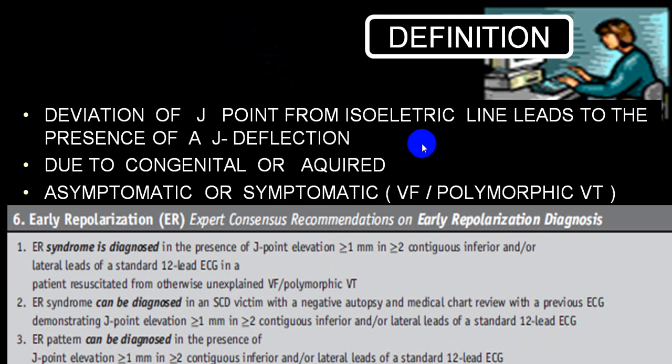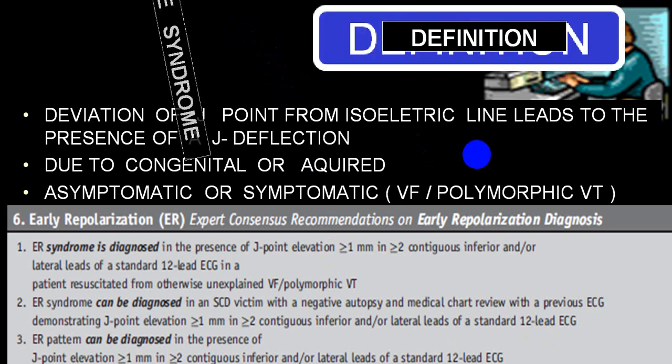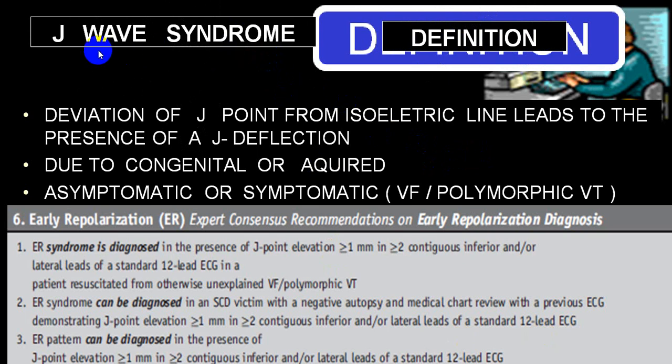Now we'll be going through the criteria for early repolarization syndrome, or together we put them in a common heading, J wave syndrome. That is, J point is deviated from the isoelectric line, either it is elevated or depressed. A person may be symptomatic or asymptomatic, and good number of times they will end up with ventricular fibrillation, polymorphic ventricular tachycardia, and even sudden cardiac death. That's why even to identify an early repolarization syndrome group, it is very, very important.